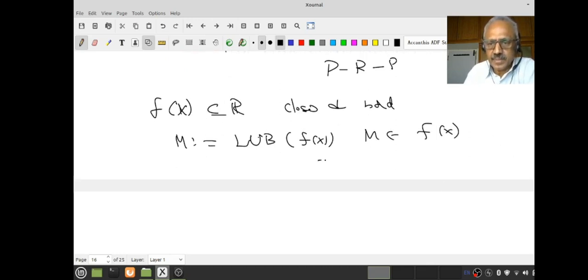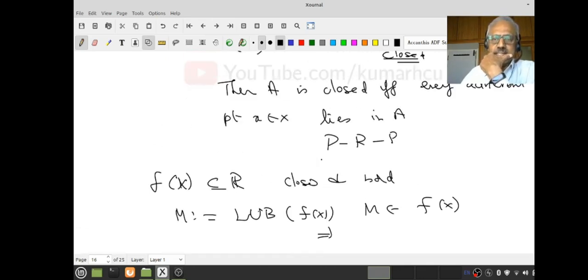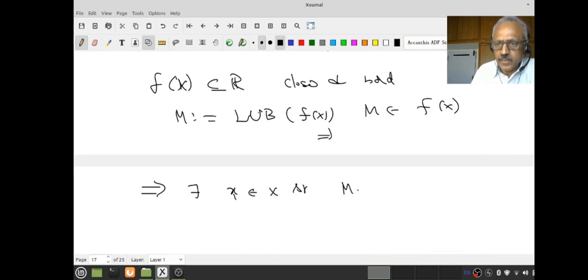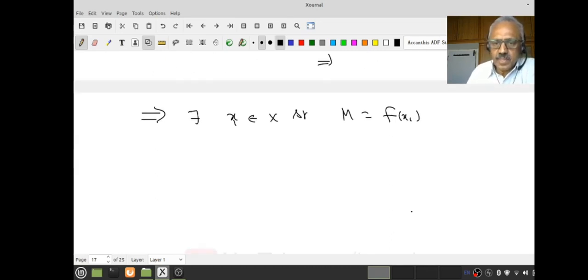Do you follow that? What does that mean? That means there exists an x1 in X such that M equals f(x1). Now start with any x in capital X.